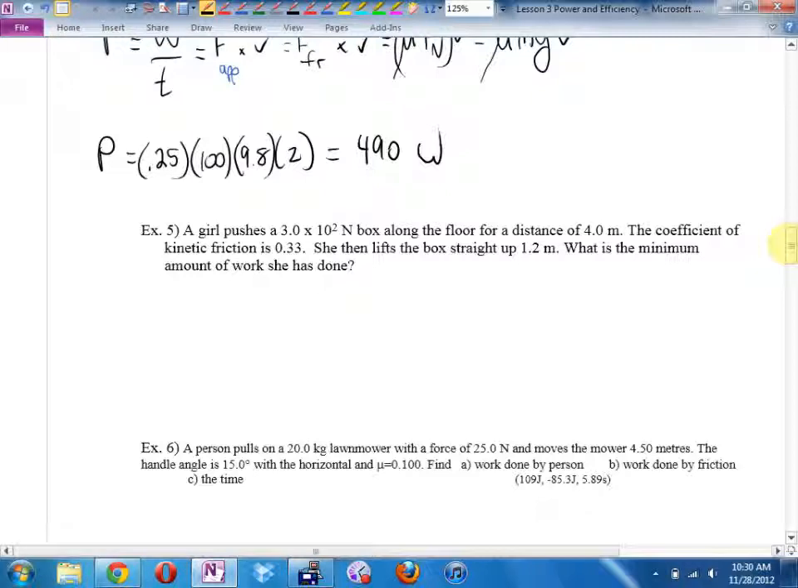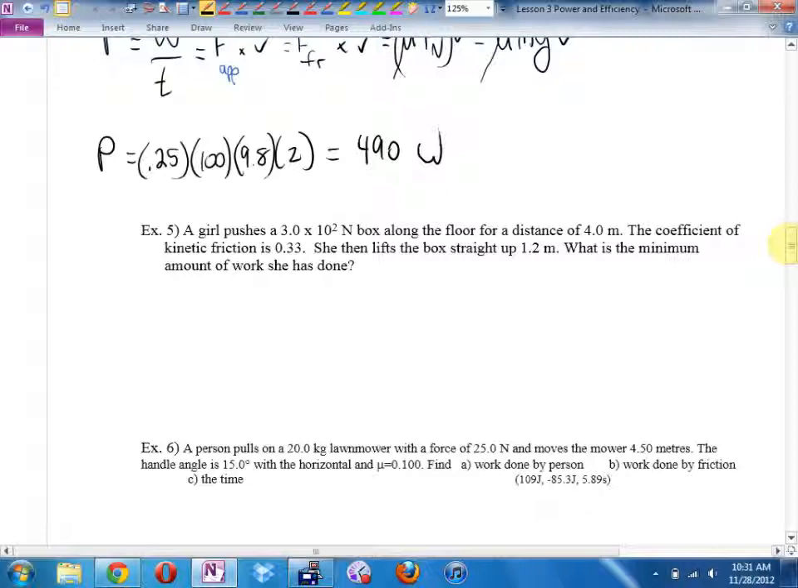Yeah? Okay. Example 5. A girl pushes a 300 Newton, oh, they gave me mg instead of mass. I'll make sure I notice they gave me newtons. Box across the floor for a distance of 4 meters. Coefficient of kinetic friction is 0.33. She then lifts the box straight up. What's the minimum amount of work she's done?